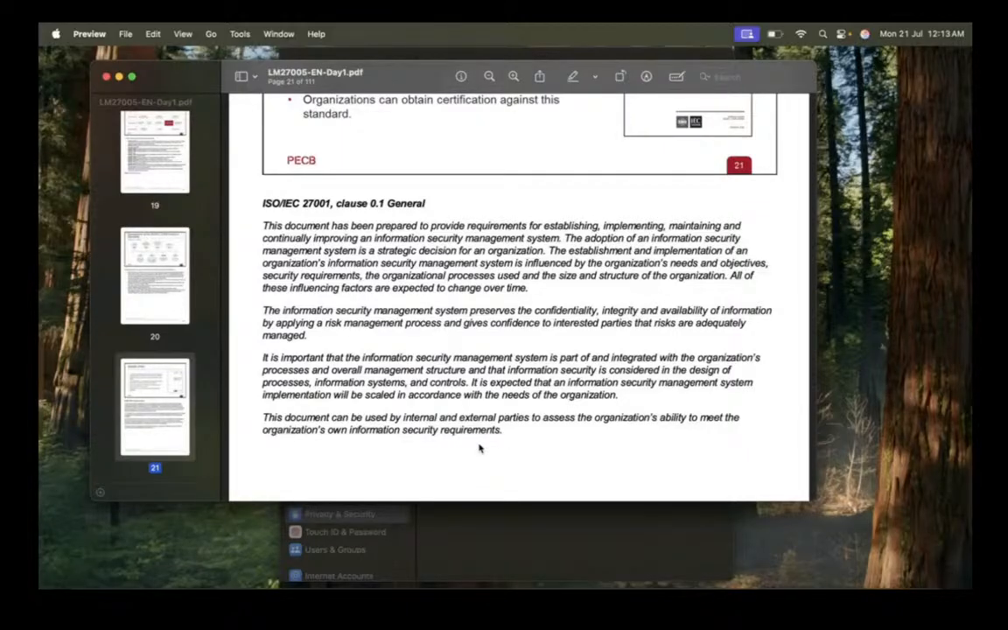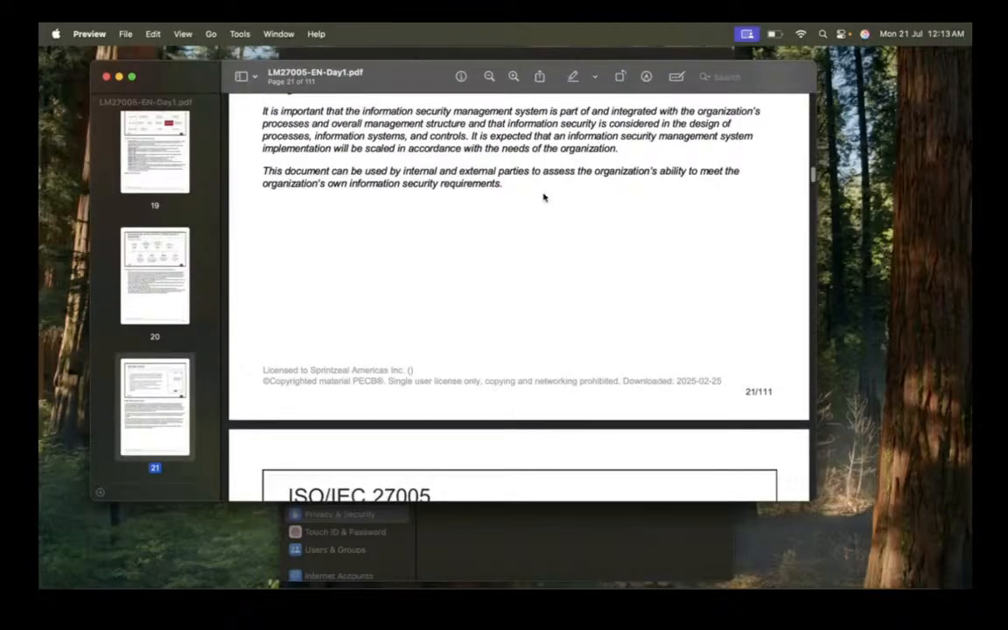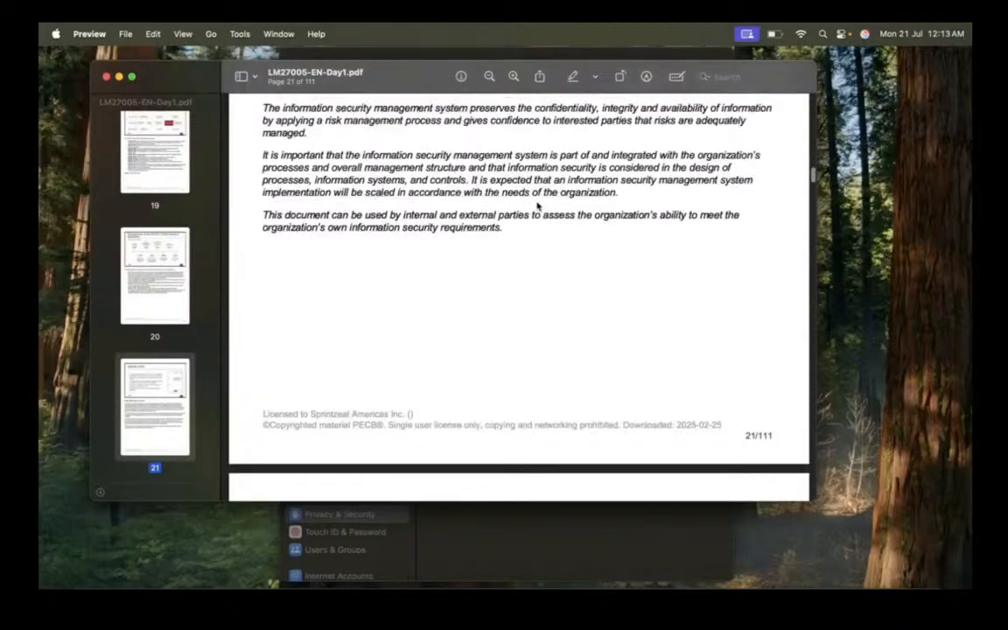But if you have to say it in one sentence, you can say that it provides requirements for establishing, implementing, and maintaining the ISMS. And then maybe you can go through it to understand it better.